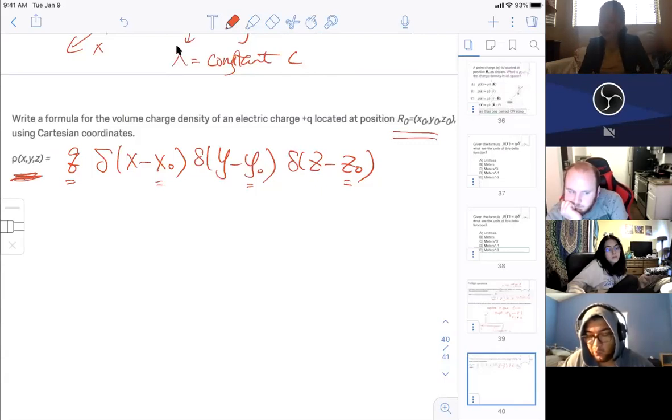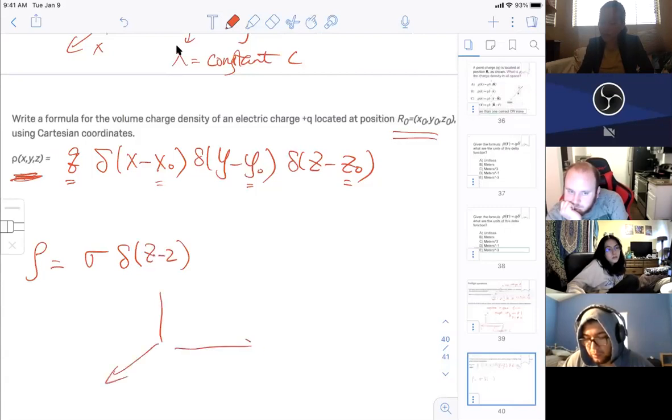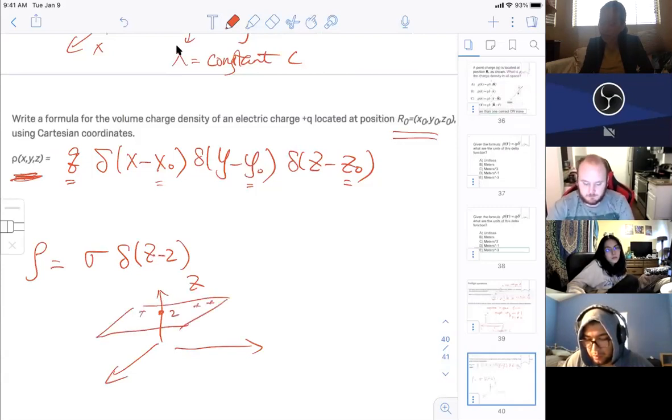Likewise, if you have a surface charge density and you want to represent volume density, you must have some kind of delta function right here. Now, if I have a z minus 2, which means I am giving a surface charge at z equals 2, I must have the surface charge density sigma right here. Okay, so that's all for today.